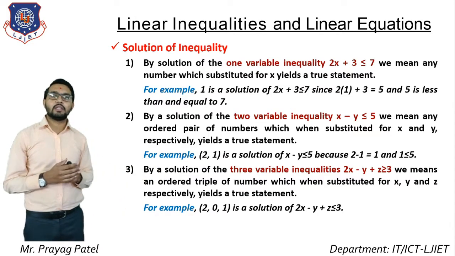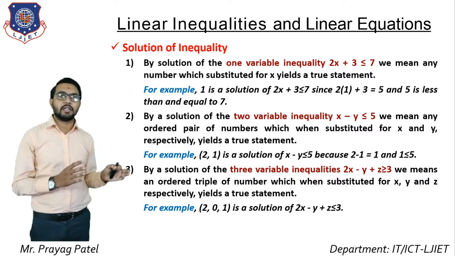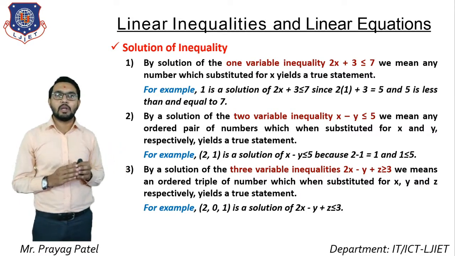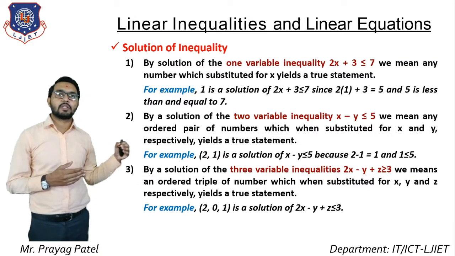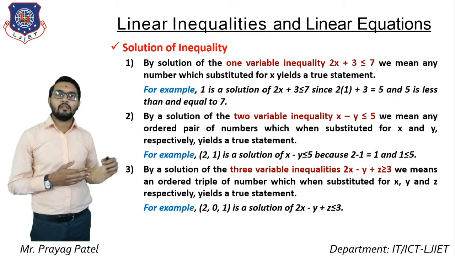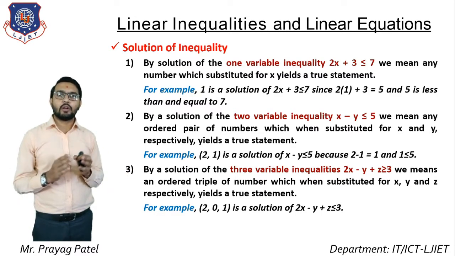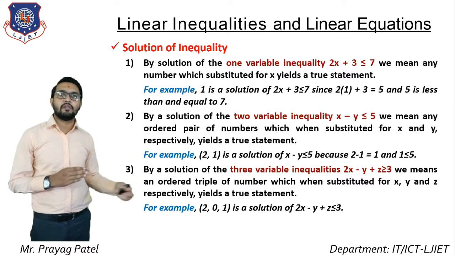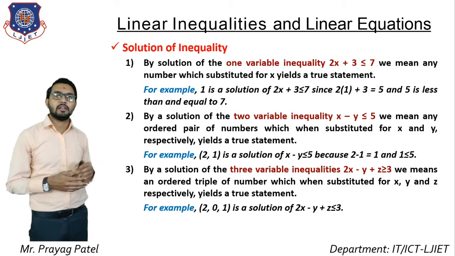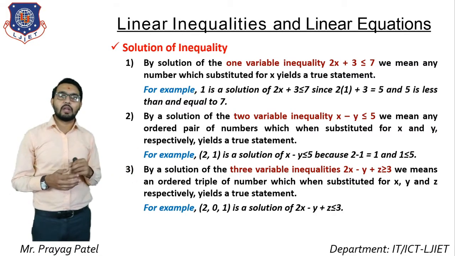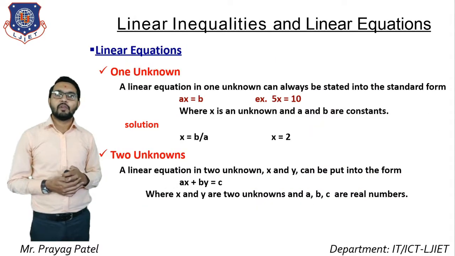Now the third possibility is the solution of a three variable inequality, meaning the equation has three unknown variables x, y and z. For example, 2x minus y plus z is greater than or equal to 3. We have a three element triple, and according to it you have to find the values for x, y and z. For example, a solution is 2, 0, 1, meaning x equals 2, y equals 0 and z equals 1.